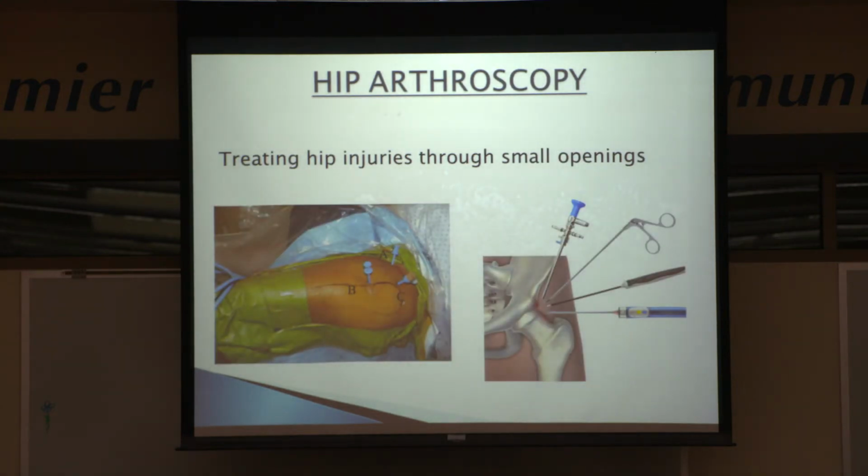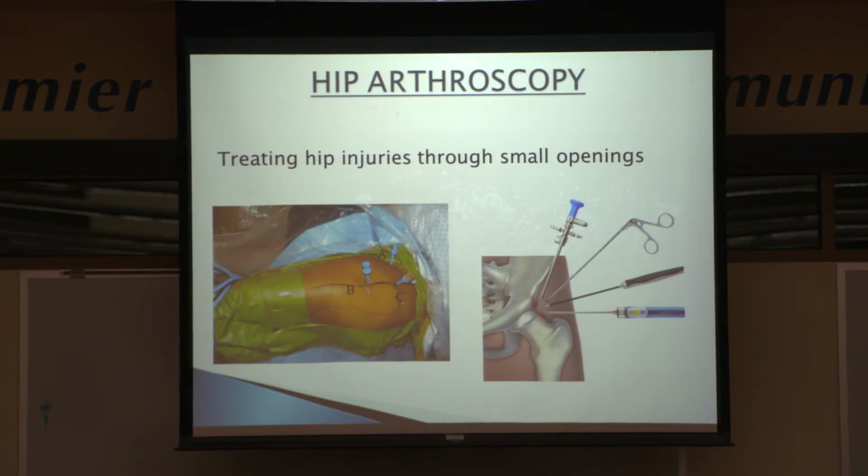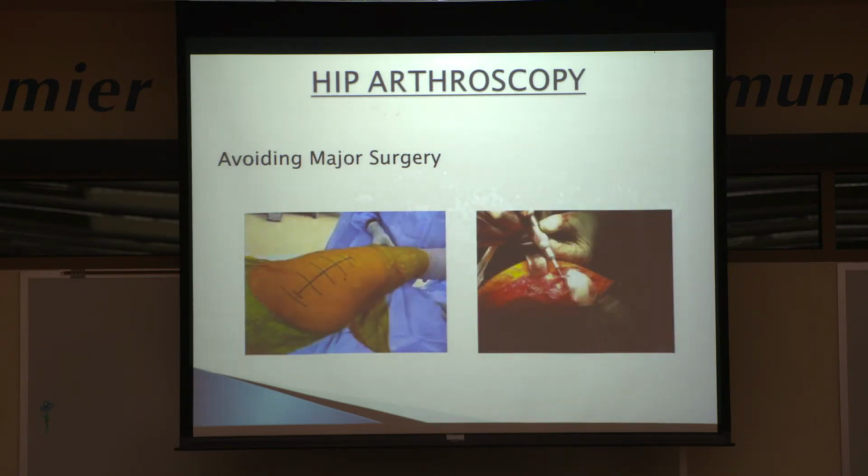So now I want to go over hip arthroscopy, and again, this is one of the minimally invasive treatments for hip pain. So arthroscopy is doing surgery through small openings. So this is a thigh, and typically hip arthroscopy is done through usually 2, sometimes 3 little openings. Through one of the openings, a camera is inserted, probably a little bit less diameter than a standard pen, and then through the other opening, special surgical instruments can be placed.